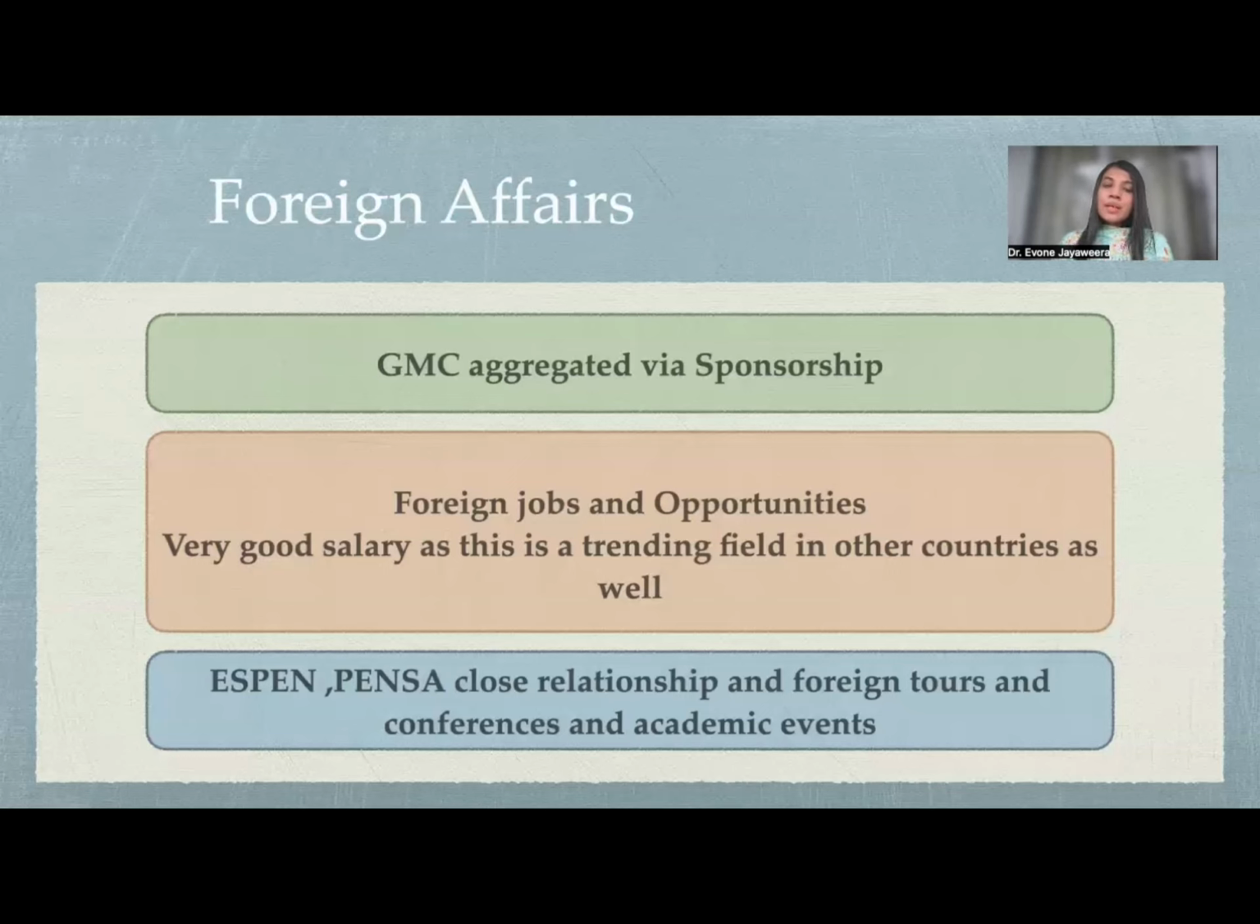Then, regarding other professional bodies related to nutrition, the European Society of Parenteral and Enteral Nutrition is there, and the Society of Nutrition and Parenteral Nutrition for Asia is there. We do have a very close relationship with those professional bodies, and we get those examiners and delegates and speakers for our conferences and academic events. We also participate in their conferences and academic events yearly or more frequently than that.